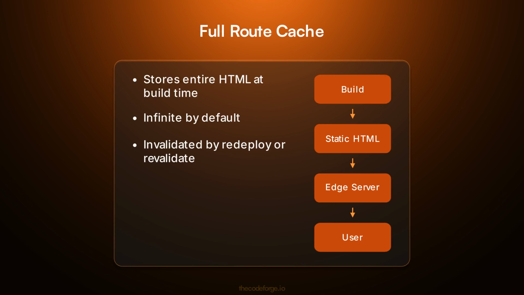The 4 layers stack. When a user visits a page, the router cache is checked first, then the full route cache, then during rendering the data cache and React cache apply.